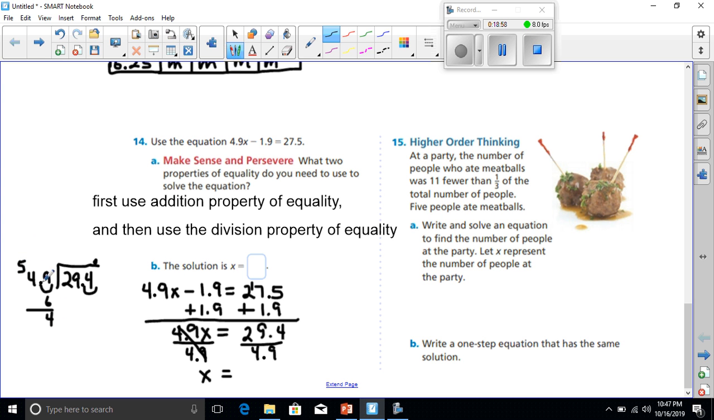I'll carry my 5, and 4 times 6 is 24. 24 plus 5 is 29. And look at that, I did get lucky. That fits into it perfectly 6 times. So 294, that leaves me 0 as a remainder. And so x has to equal 6. All right, and I think that's all that I had for tonight. And the rest is for you to do. So I will see you in class tomorrow. Have a good one.